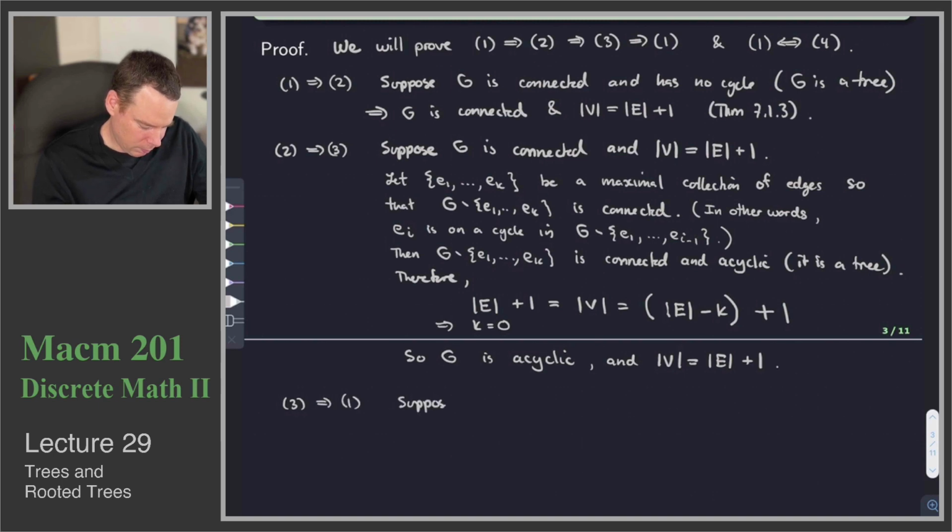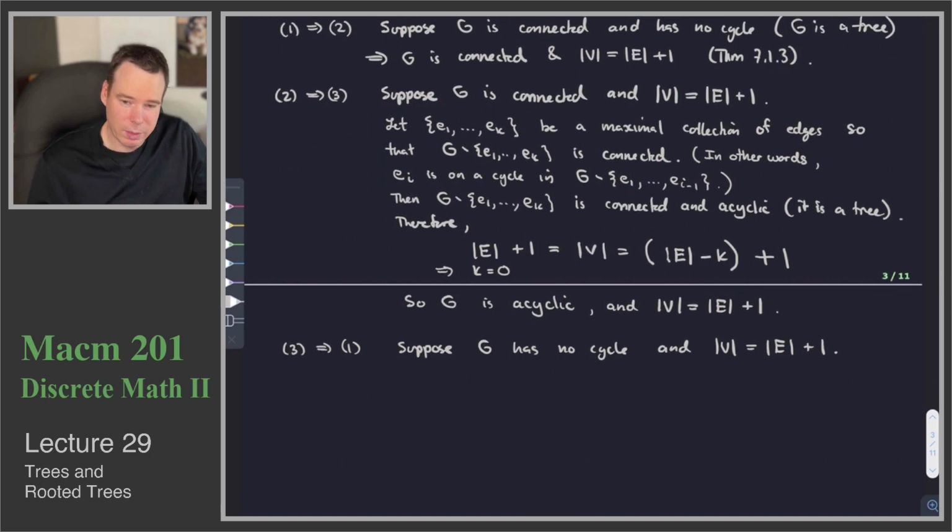So we will suppose G has no cycle and the number of vertices equal to the number of edges plus 1. In order to prove that 1 is true, I just need to show that it is connected. So why must it be connected?